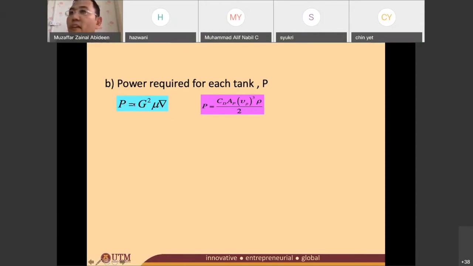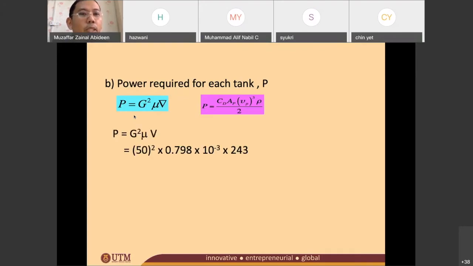P is equal to G squared times mu times volume. Do we have G? 50. Yes, we do have the G. And then do we have mu? Yes, we do have the mu, which is 0.798 times 10 to the power minus 3. Thank you very much. And then the volume we have just calculated, 243 point something. So it seems to me that this equation is enough for us to obtain the answer. So we just plug in all the numbers inside there.